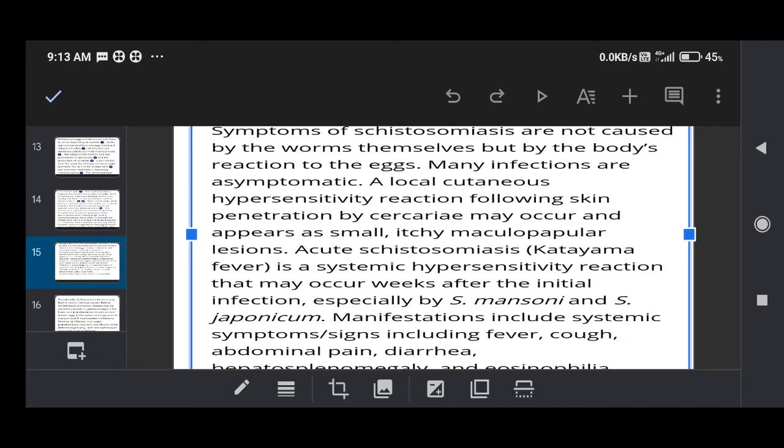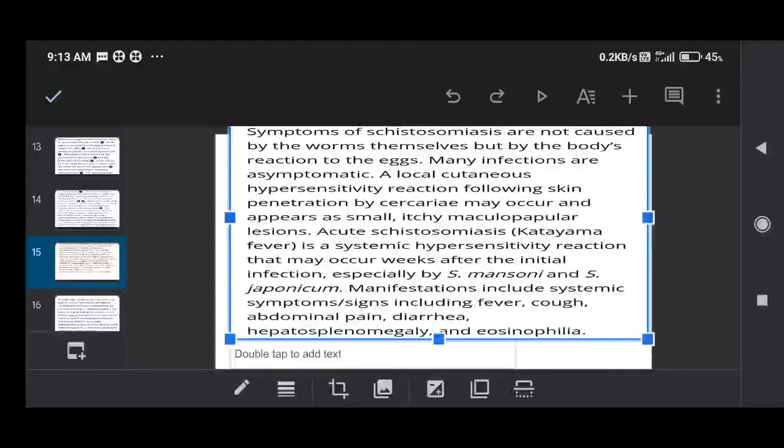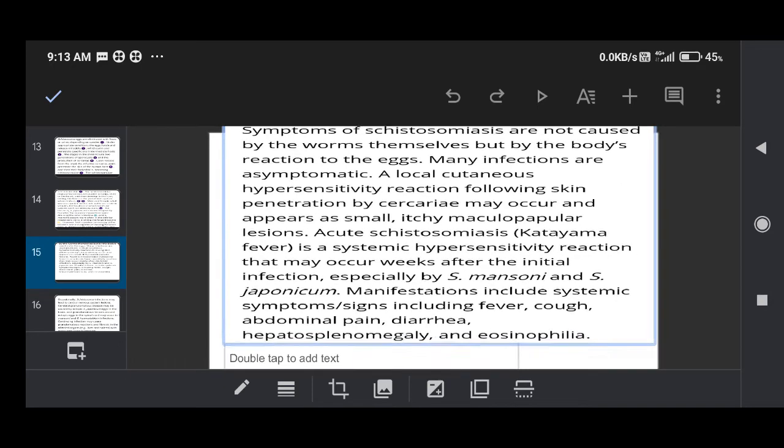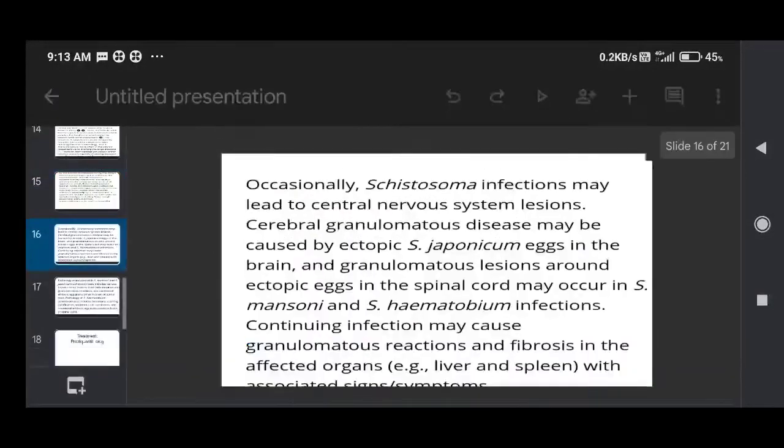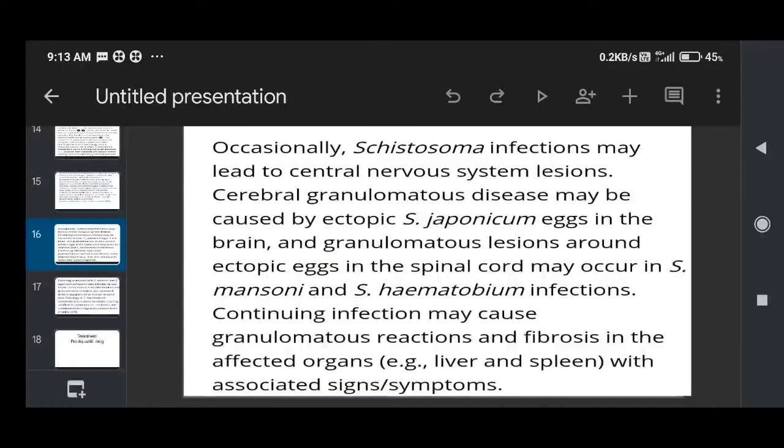Generally the allergy takes place in the skin, with some itch, and some Katayama fever, so different hypersensitivity reactions. Now when the eggs are released into the bloodstream, that leads to fever, cough, abdominal pain, diarrhea, and hepatosplenomegaly. Generally the spleen size is increased, and the eosinophil number is also increased. Eosinophils are one type of blood cell, so the eosinophil number is increased.